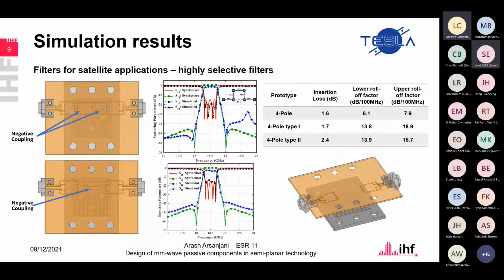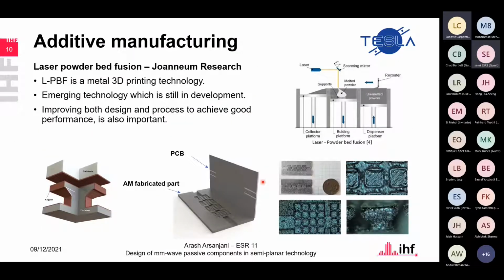And as you can see, by implementing these 2 types of negative coupling, we doubled the roll-off factor of the filters that we were designing. I also forgot to mention that the bottom right is the concept of the surface mountable filter that we were designing, and this is how the final product is going to look. So all of this was on the EM side of the study.